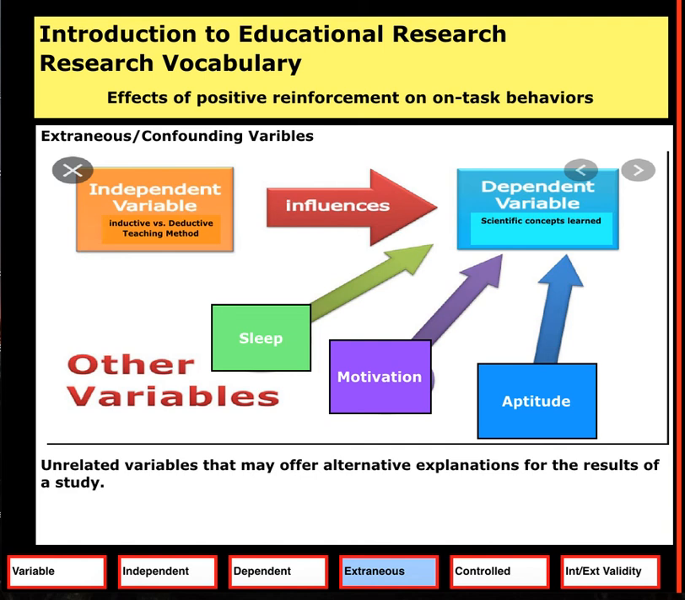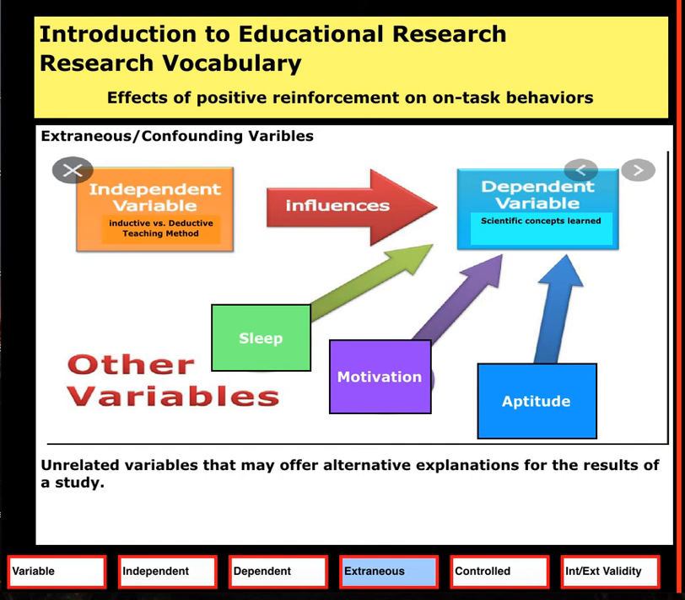And in the blue box, we have the dependent variable, what the researchers are measuring. They're measuring the scientific concepts that students have learned. So in this example, teaching method, inductive versus deductive, is the independent variable, and the learning of scientific concepts is the dependent variable, and that's what's being measured.